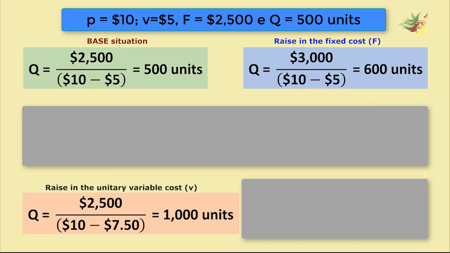If, in comparison with the base situation, the unitary operational variable cost rises from 5 to 7.5, the operational break-even point will rise to 1000 units. Therefore, an increase in the unitary operational variable cost causes an increase in the operational break-even point.